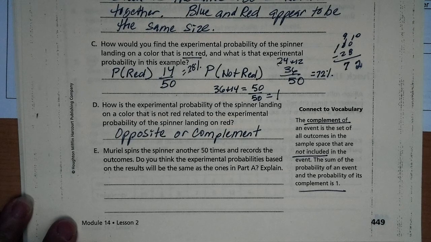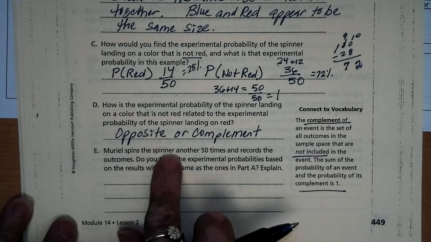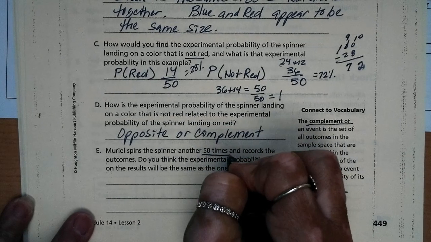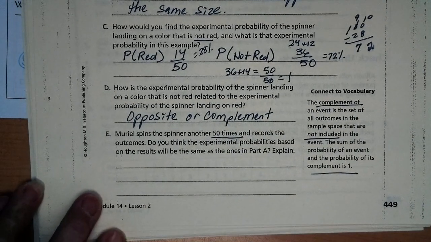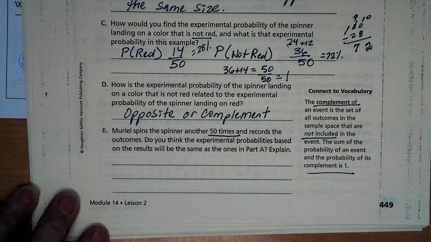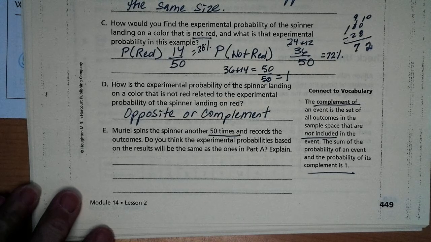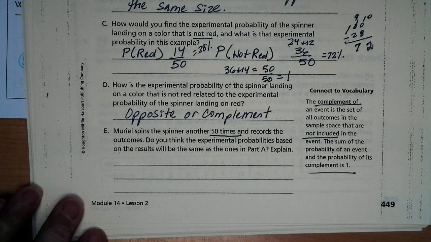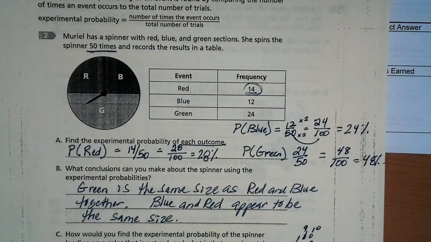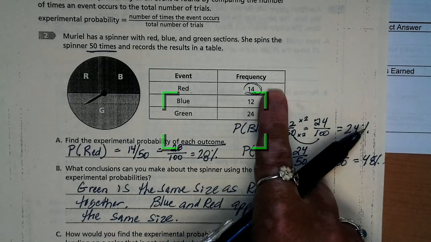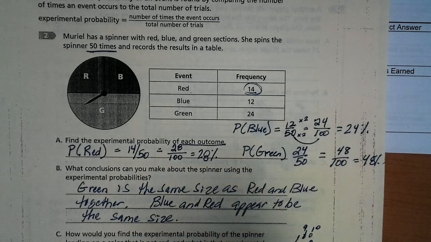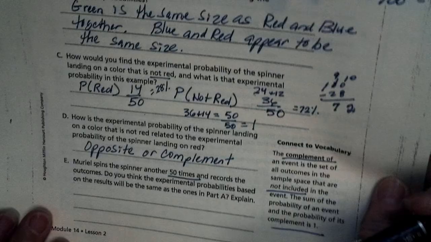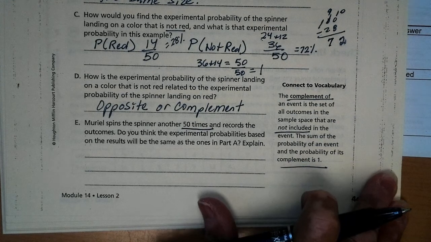All right, so E says Mural spins the spinner another 50 times and records the outcomes. Do you think the experimental probability based on the results will be the same as the ones in part A? So if we did it another 50 times, do you think we're going to get exactly 14, exactly 12, and exactly 24? Do you think that would happen again?